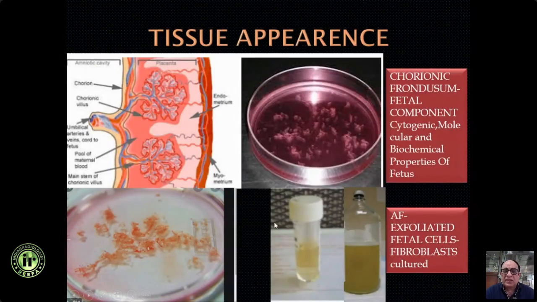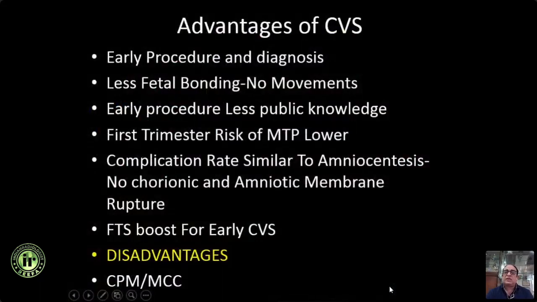Now, as far as the amniotic fluid is concerned, it's usually pale straw-colored, but if the mother has had a bleed or infection, then you can have a very dark brown, chocolate or green colored amniotic fluid. And these essentially represent exfoliated fetal cells from which the fibroblasts are cultured.